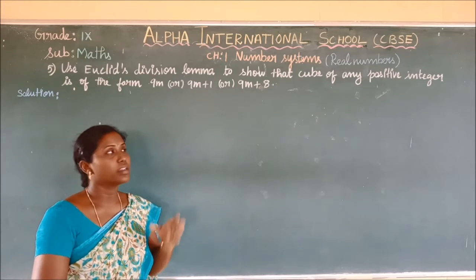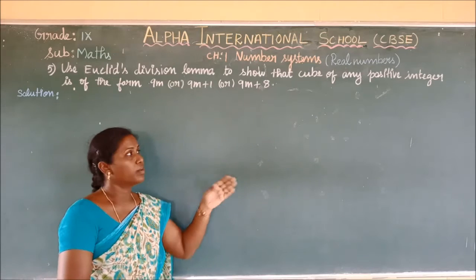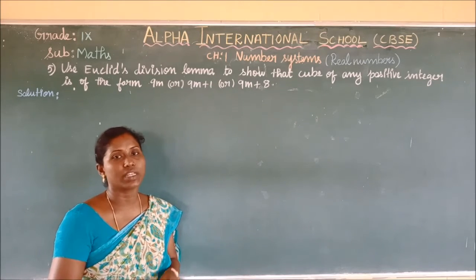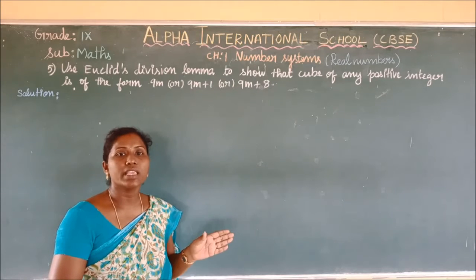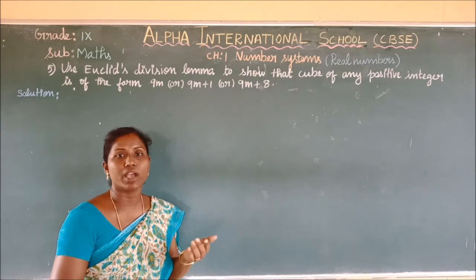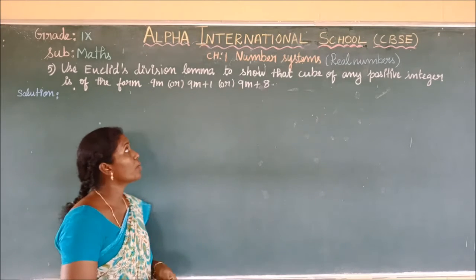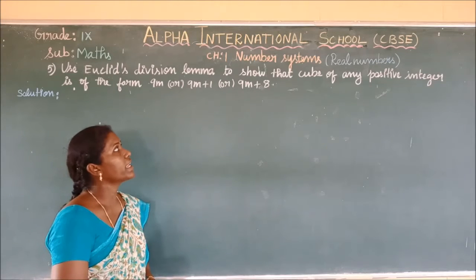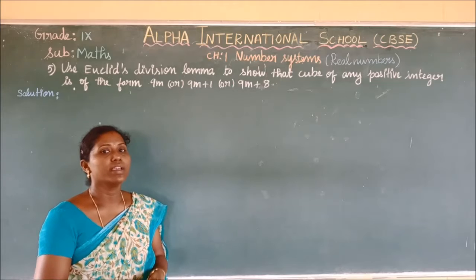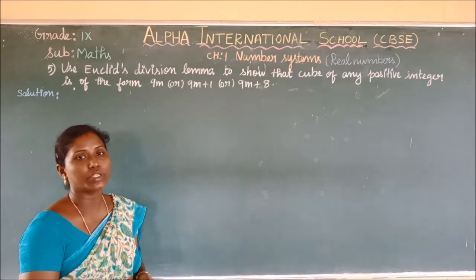Okay, see here, repeatedly we are seeing this type of problem, so they are very important. Before this question we discussed that the square of any positive integer can be expressed in the form of 3m or 3m plus 1. Here we take the cube of any positive integer, which can be expressed in the form of 9m or 9m plus 1 or 9m plus 8. We are going to follow the same procedure, but see how we find it.